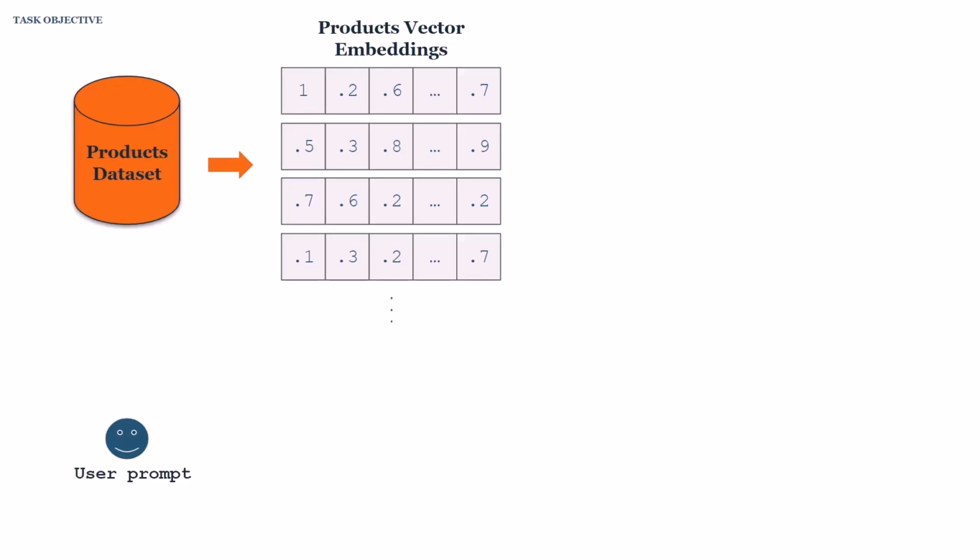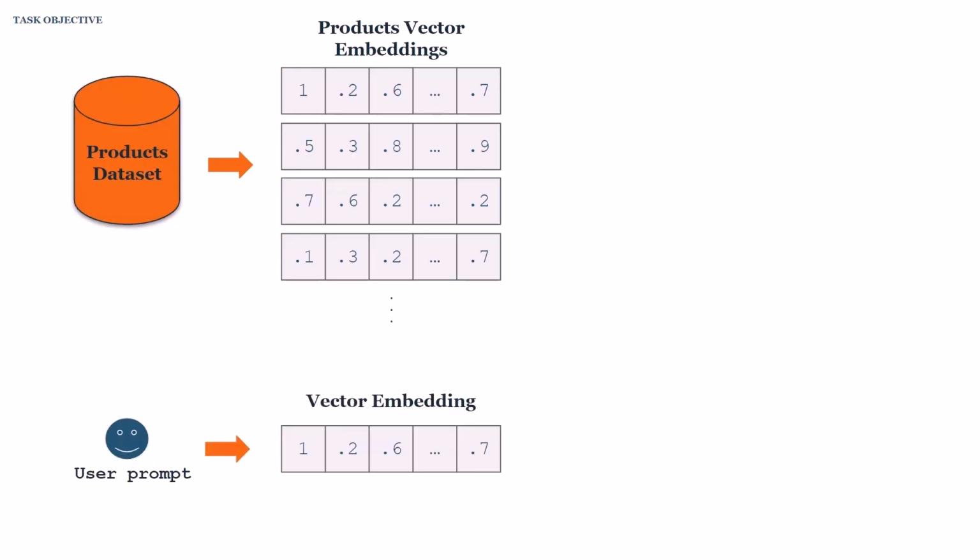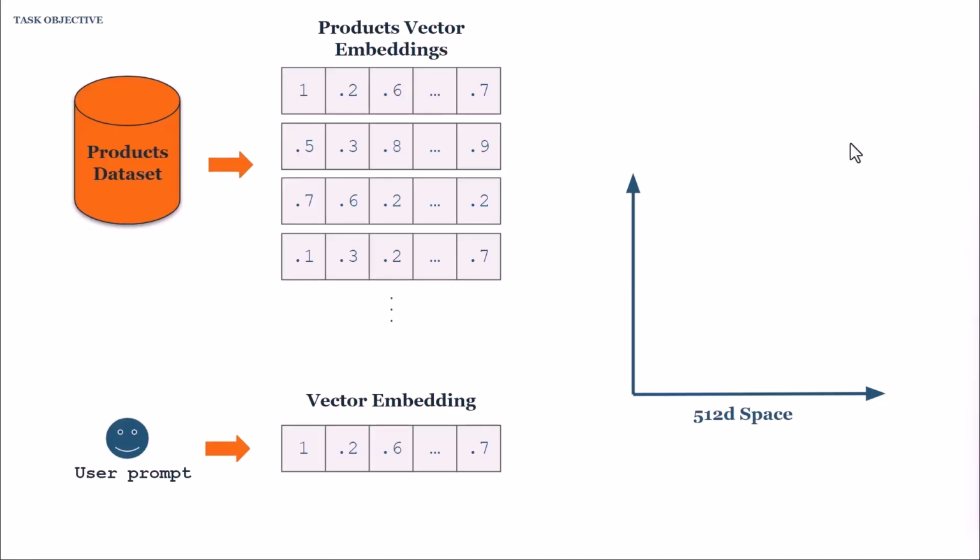Now, if we have a user prompt, we can use the same text embedding model from OpenAI to create a vector embedding with 512 dimensions out of the user prompt. Then in our 512 dimensional space, we can compare the embedding vector of the user prompt with all the embedding vectors in our dataset using a measure called cosine similarity. And then we can find the 5 most similar products to the user prompt.